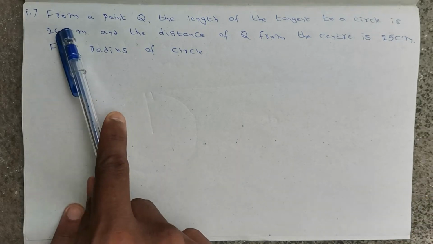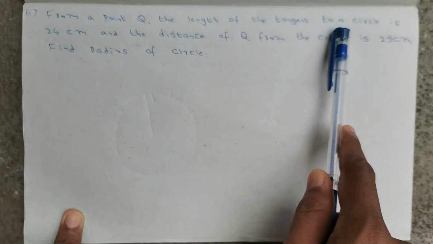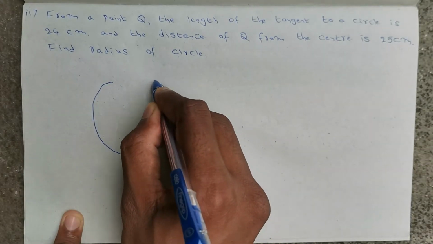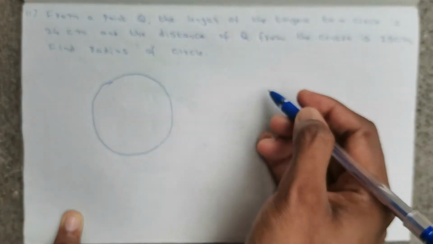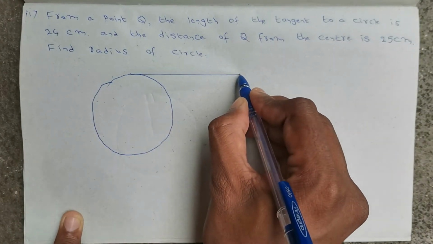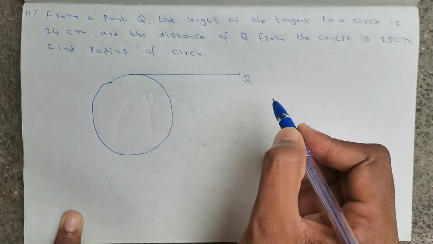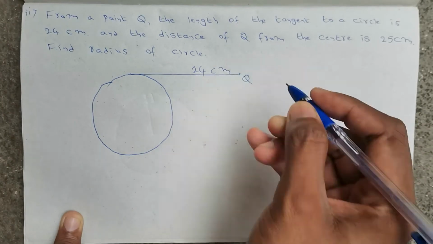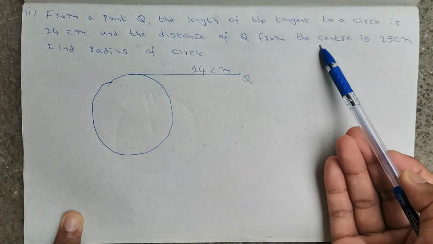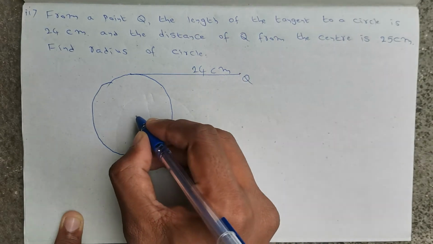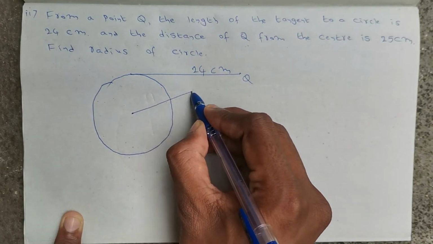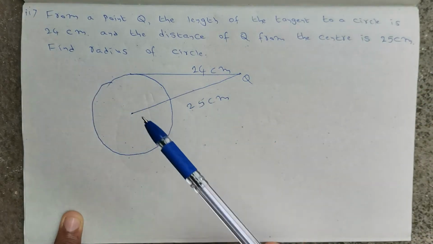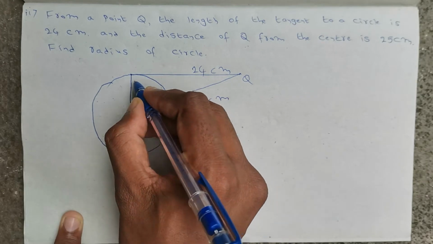Next, question number 2 is, from a point Q, the length of the tangent to a circle is 24 centimeters. We have a center. From a point Q, somewhere outside of the circle, we have a tangent. This point I am taking as Q. The length of the tangent to the circle is 24 centimeters, and the distance of Q from the center is 25 centimeters, and he is asking to find the radius of the circle. This radius we need to find.